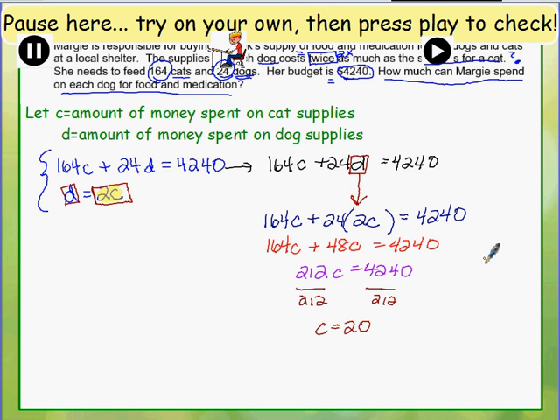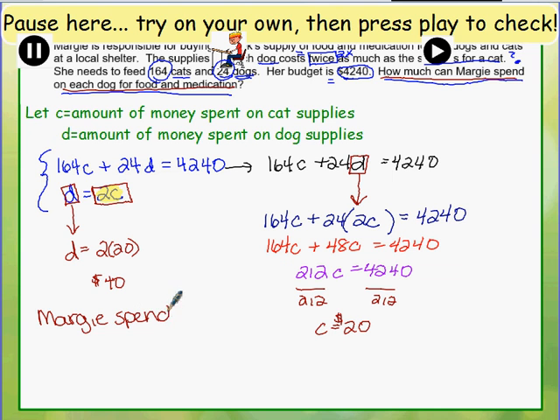After solving the equation, I get C equals 20. But if I go back to the question, it asks, how much can Margie spend on each dog for food? So if this is $20 per cat, I need to go back up here, and she always spent twice as much on a dog, so 2 times 20, that means $40. So Margie spends $40 on dog supplies.